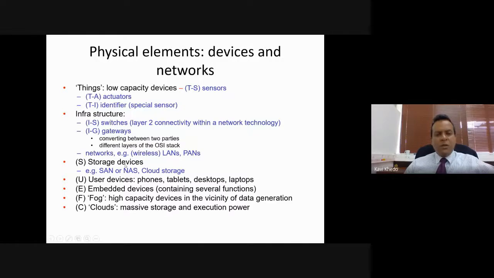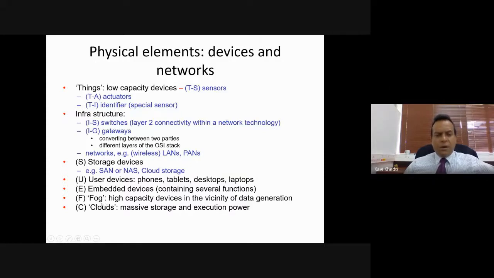Then obviously you have an enormous amount of data that is being produced and captured, that needs to be stored. And in an IoT system, most of the time, it is a cloud storage that we favor. We send all the information to a cloud storage. Then you have your user devices, phones, tablets, embedded devices, all these forms of devices.